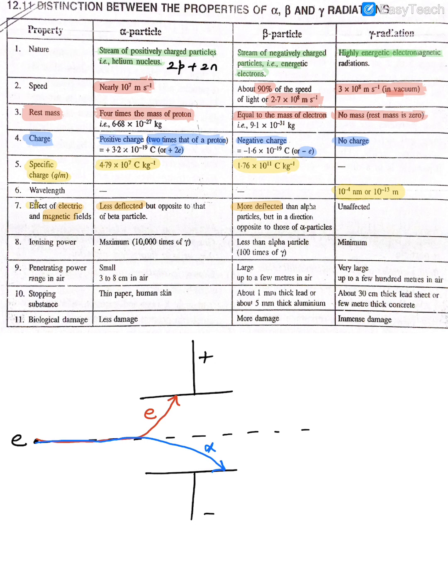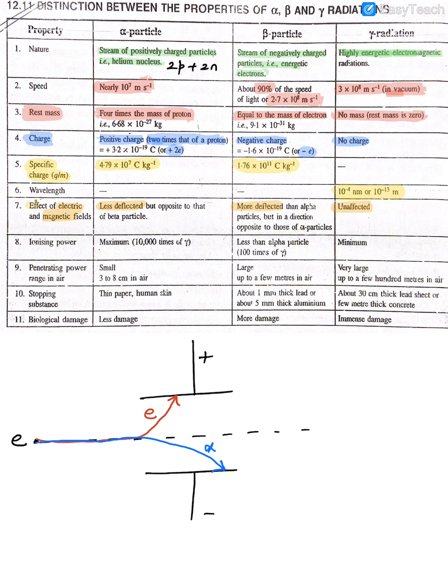Now why does beta get more deflected as compared to alpha? You can see that beta has turned faster as compared to the alpha. Alpha took some more time and then it started turning. So why does it happen? Because beta has got lesser mass, so it has lesser momentum and hence it is easier to deviate it. Got it? Then what about the gamma radiations? They stay unaffected. Why? Because they are not charged. So alpha and beta both will get deflected in the electric and magnetic field.